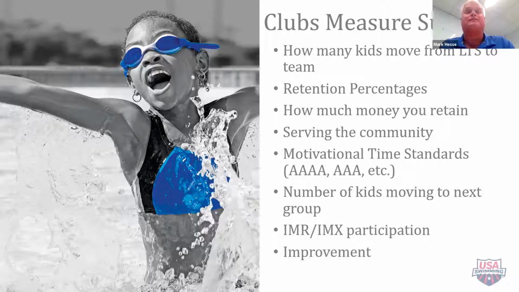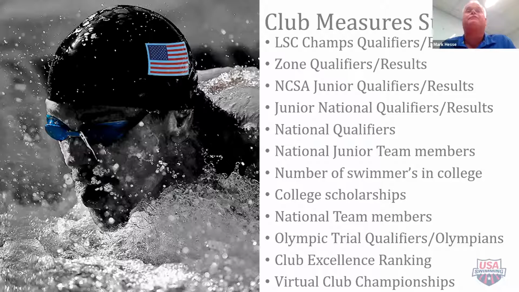Is it how many kids are making different championship meets? How about whether kids are going to college and swimming in college? Are they getting money to swim in college? And then when we look at elite level, are we putting kids on the junior team or on the national team? How many kids are making Olympic trials? Are we producing Olympians? And different teams are going to look at it differently. We also have some other rankings that we do of clubs, the club excellence ranking, which means you have elite athletes on your team, and the virtual club championships, which is designed to measure overall club strength from the ages of 11 on up.